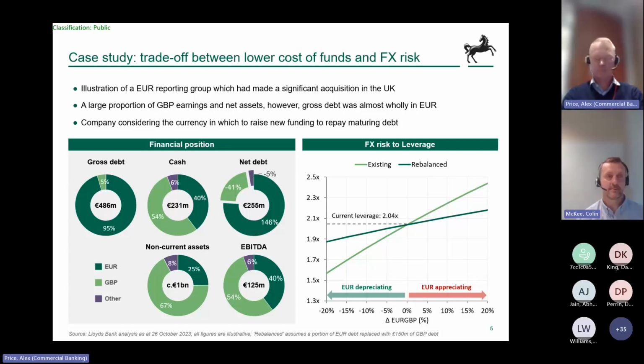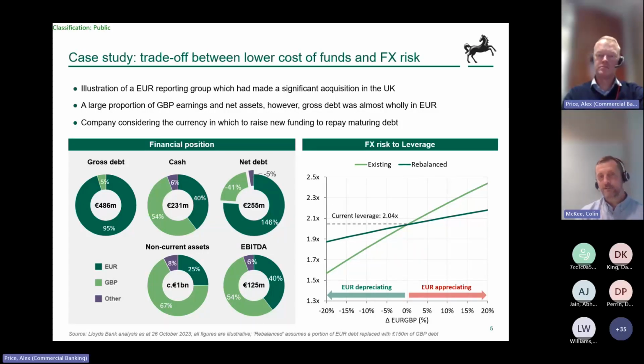And what does that mean? Well, it means that the sterling EBITDA that the company is earning is now worth less in euro terms. So you see leverage going up. Sorry, the light green line, I beg your pardon, for the existing debt portfolio. And moving to the left, you see the opposite effect as euro weakens against sterling. So the light green line is quite steep, so there's a decent amount of FX risk there as leverage moves around.